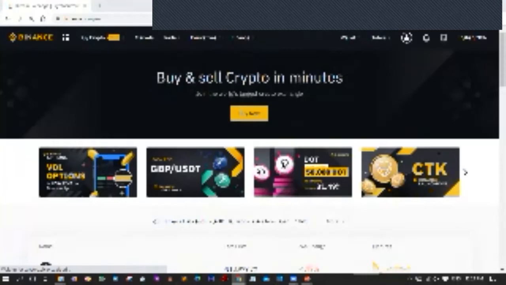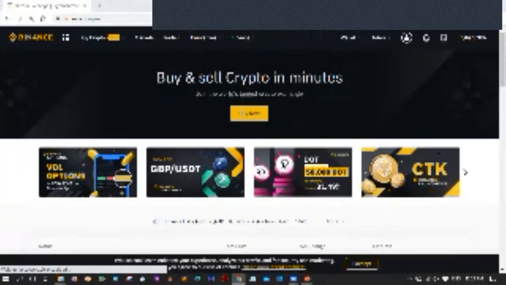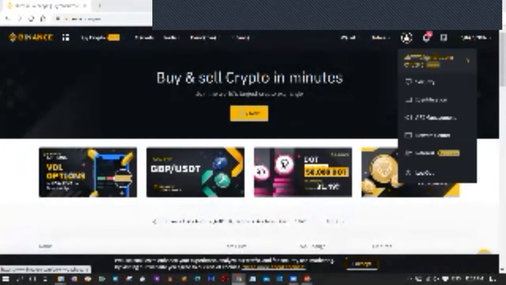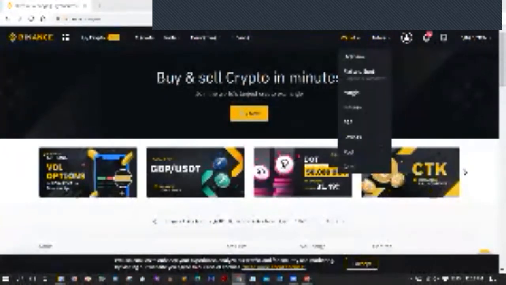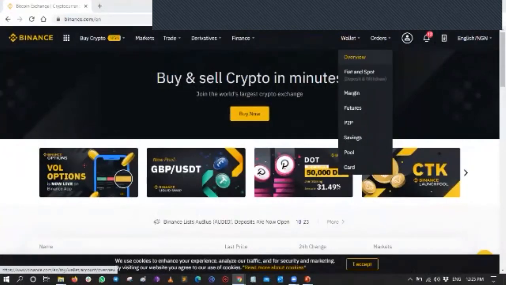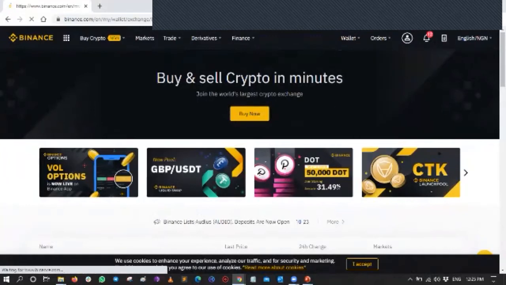So let's go straight into trading. Okay, so I will start from funding my account. Like I said, sign up, verify your account, deposit. So let's go to deposit now. Let me go and deposit. So you can go to fiat and spot.